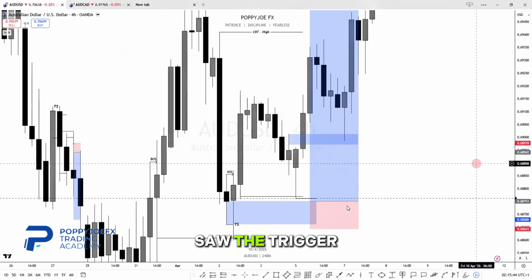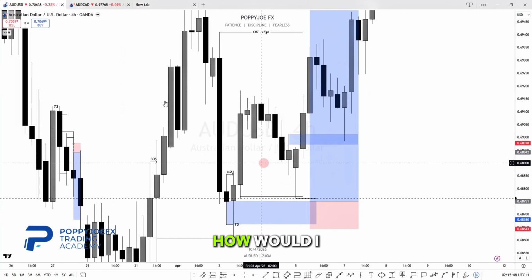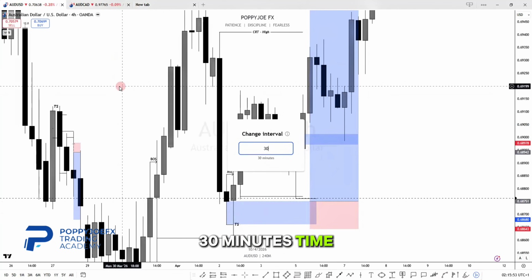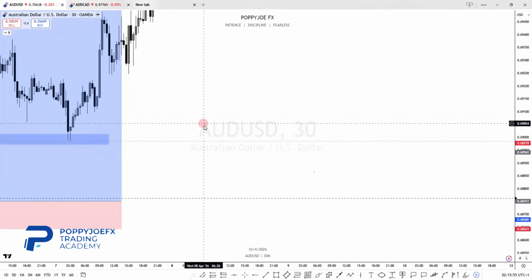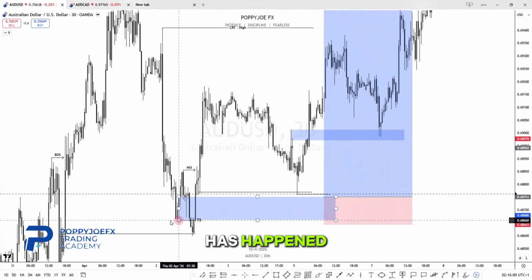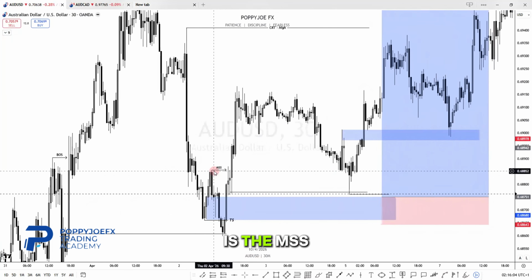So once I saw the trigger here, which is a sign that a trade is about to happen, how will I take the trade? Now, on the lower time frame, let's say the 30 minutes time frame or 15, look at it. This is a turtle soup that has happened, the move below a candle range low. That's the turtle soup. And this is the MSS.